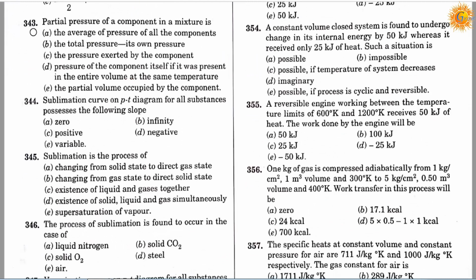Question number 343. Partial pressure of a component in a mixture is option A, the average of pressure of all the components, option B, the total pressure times its own pressure, option C, the pressure exerted by the component, option D, pressure of the component itself if it was present in the entire volume at the same temperature, option E, the partial volume occupied by the component. So the correct answer is D.